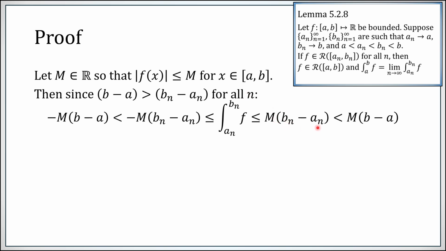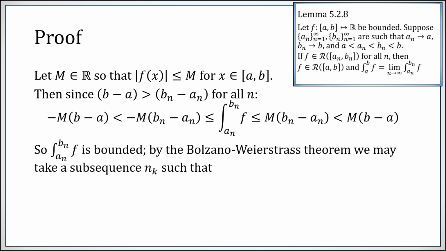Now, bn minus an is less than b minus a, but because we have a negative multiplied here, that reverses. So, the integral from an to bn of f is bounded. There is a fixed upper and lower bound on the value of this integral. So indexing that by n, we have a bounded sequence.